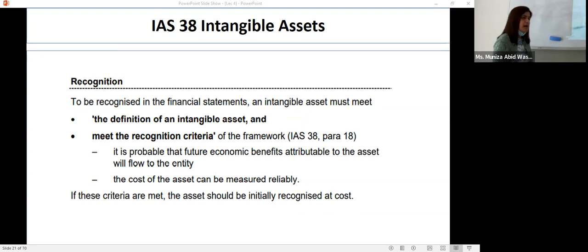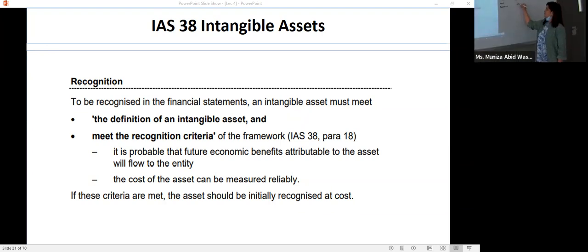Now, my dear students, for IAS 38 also, we have initial measurement and we have subsequent measurement.